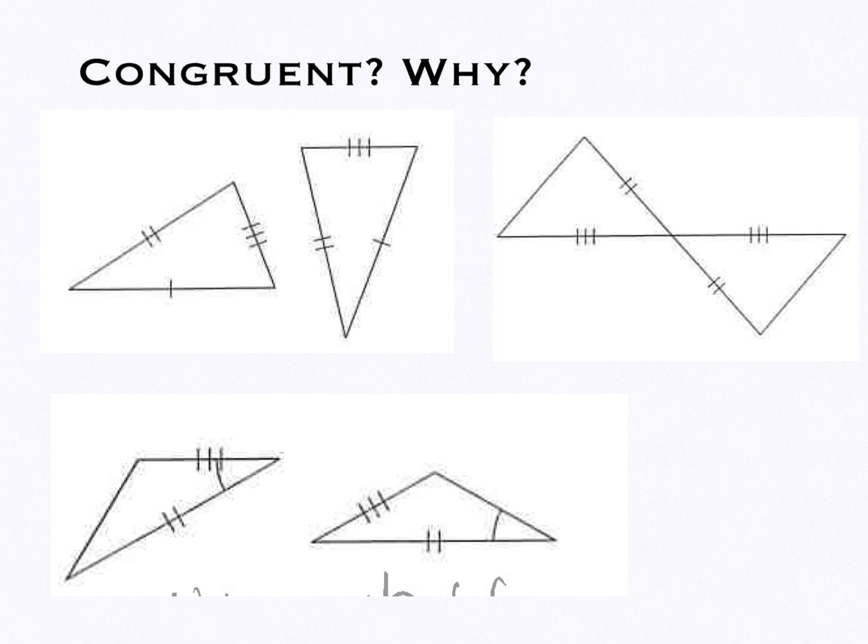I'll go a little quicker on this one. So I'll have a side, and a side, because those all have tick marks. Same thing here. Side, side, and side. Congruent, Brady? Yes. Yes, why? Because SSS.